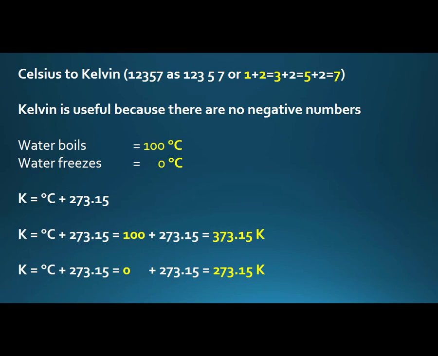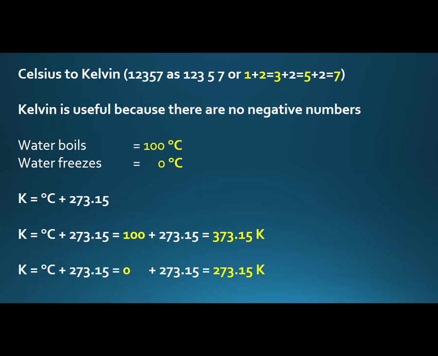So water boils at 100 degrees Celsius, and water freezes at 0 degrees Celsius. These numbers are 212 and 32 if we're using Fahrenheit. But Celsius was really nice because it went from 0 to 100. It's kind of nice even increments, and it's very easy to work with. But the problem is that there's negative degrees Celsius. And if we want to get rid of negatives, then what we want to use is the Kelvin scale.